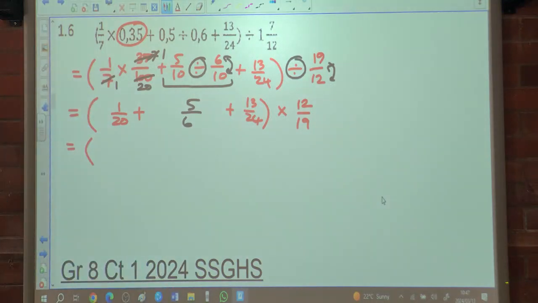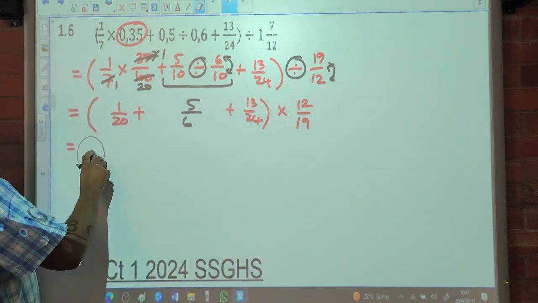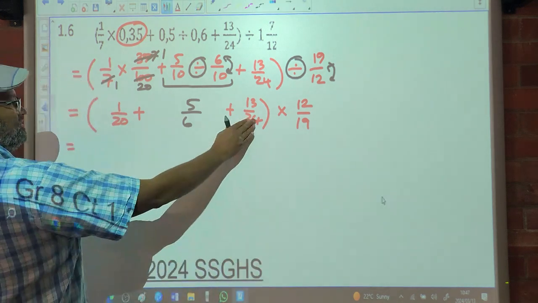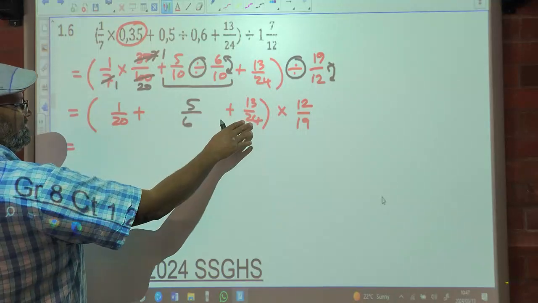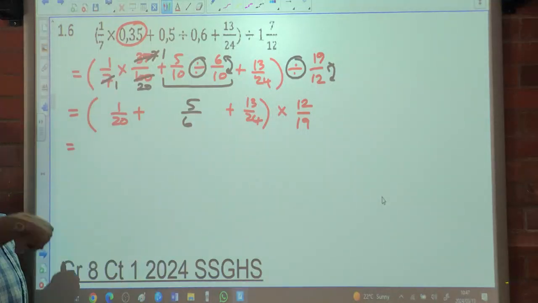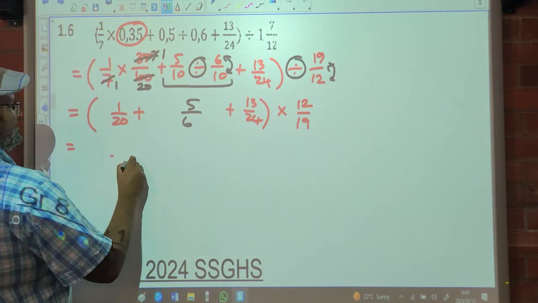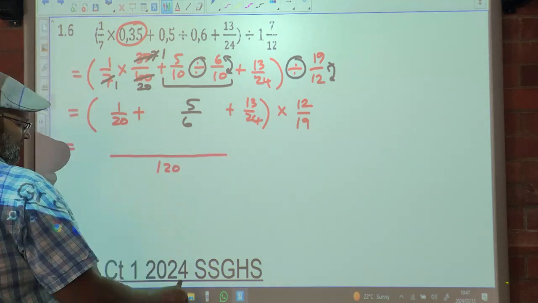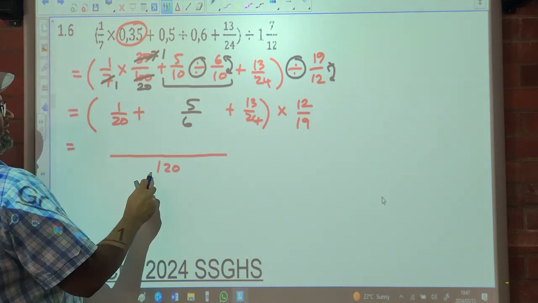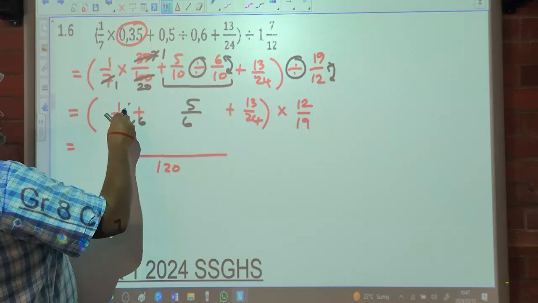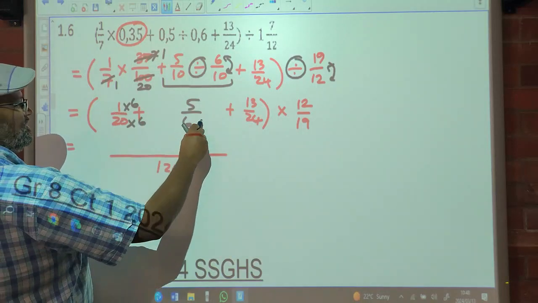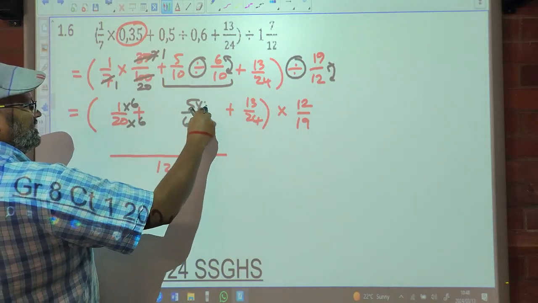So what's your LCM now? 120, no? You all see that? For those of you who can't see it, look at the biggest denominator, which is 24. 20 can't go into 24. The next one is 48, and so on and so on, until you get to 120. So 20 multiplied by what is 120? 6. 6 multiplied by what is 120? 20. Is that correct?